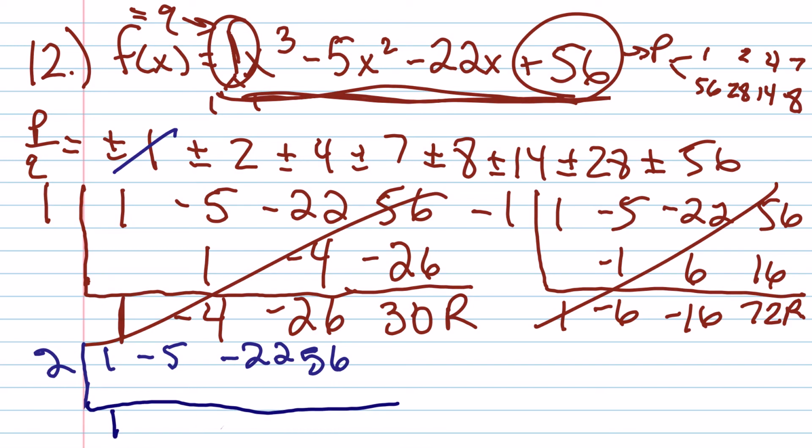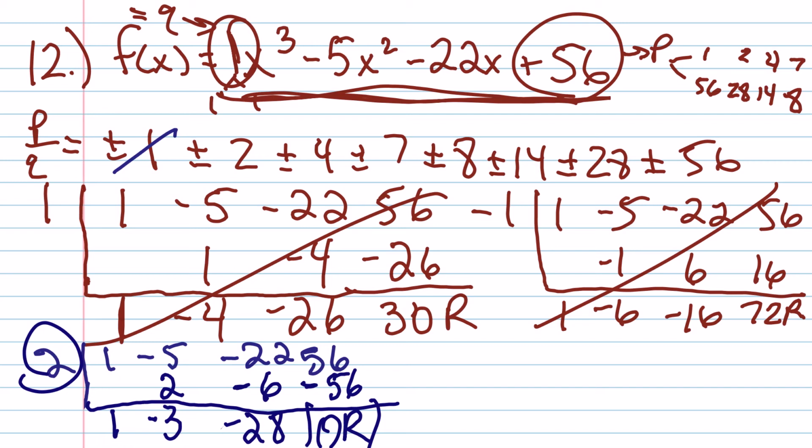Remember, you multiply on the outside, so 2 times 1 is 2. You add on the inside, so negative 5 and 2 is negative 3. 2 times negative 3 is negative 6. I add to get negative 28. Gives me minus 56. Now I have a remainder of 0. Once I have that remainder of 0, that tells me this is a solution.